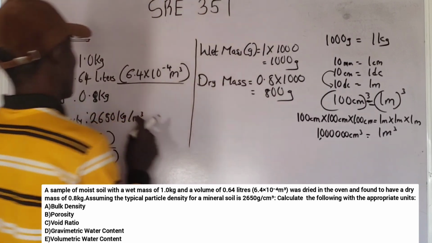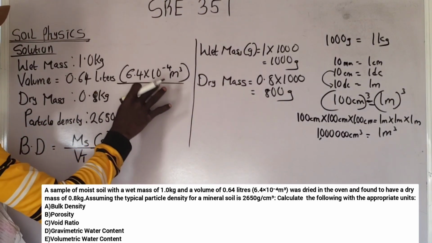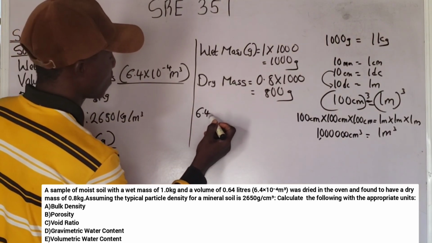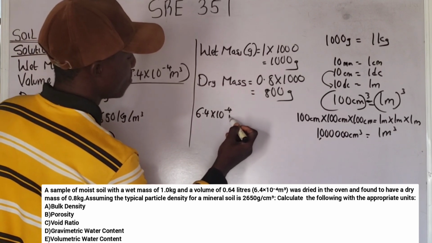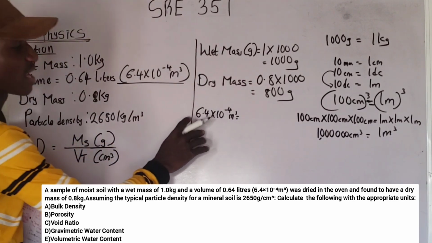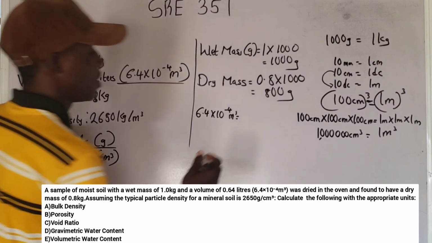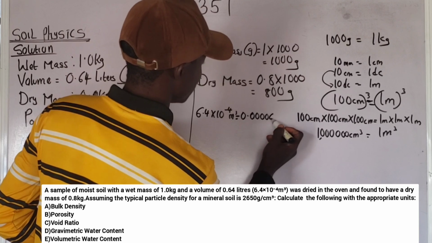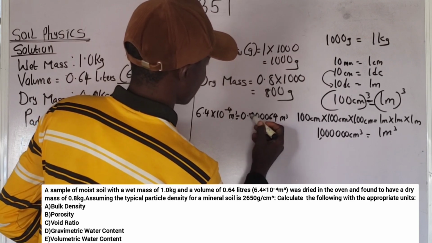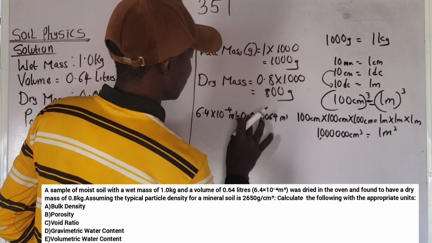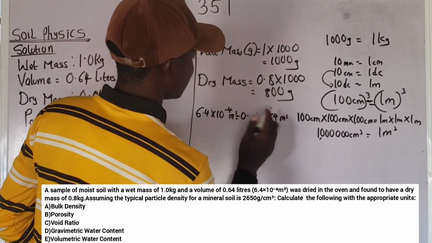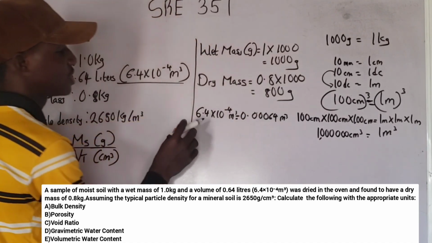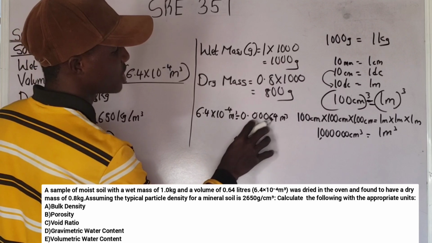Now, don't forget, we are given the volume as 6.4 times 10 raised to the power negative 4 meter cube. This is in standard form now, and I want to change it to decimal. Are you paying attention? Now, this will be 0.00064 meter cube. So when I change this from standard form to decimal, I have 0.00064 meter cube.